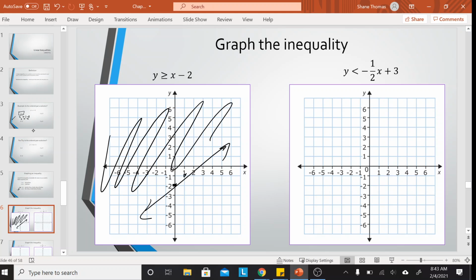Second one, less than, negative 1/2 x plus 3. There's no line underneath, so this can be dotted. So I'm going to be at positive 3, down 1 over 2. This would be a dotted line. It's less than, so I'm going to shade below.